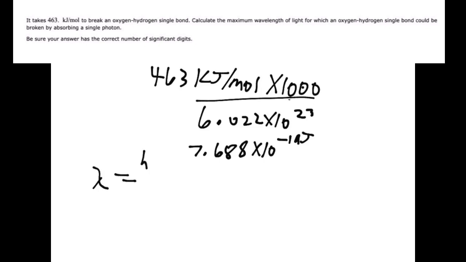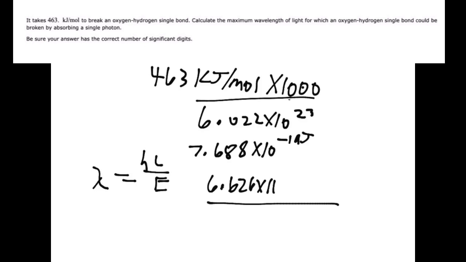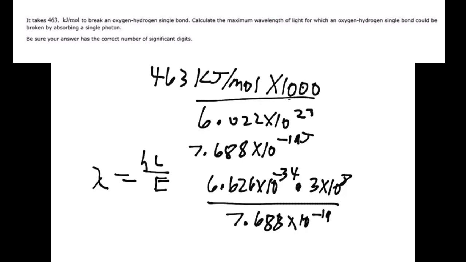equals hc over E. Okay, h is 6.626 times 10 to the negative 34 times 3 times 10 to the 8th divided by 7.688 times 10 to the negative 19th joules, which is the energy we calculated. And upon doing this number, you end up getting 2.585 times 10 to the negative 7.